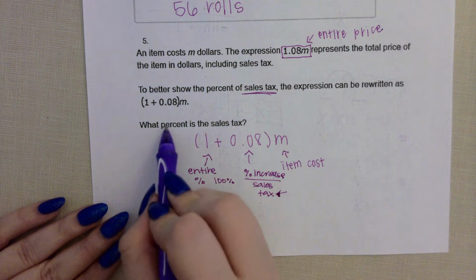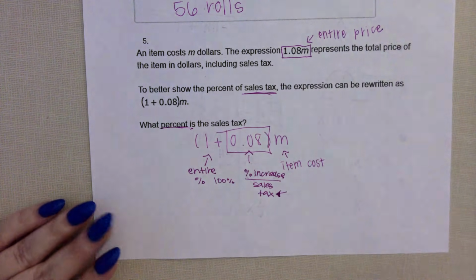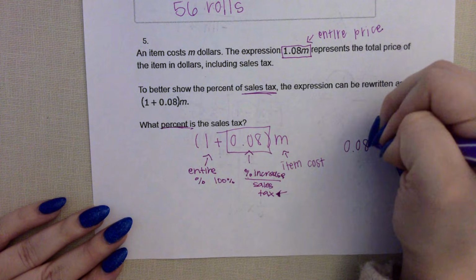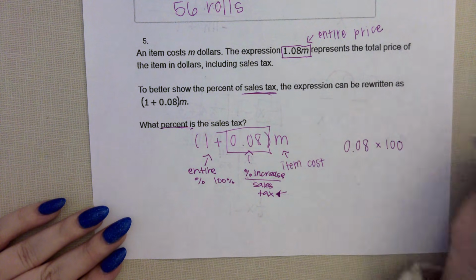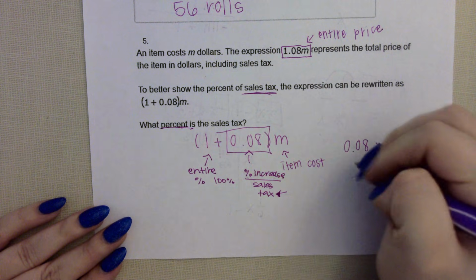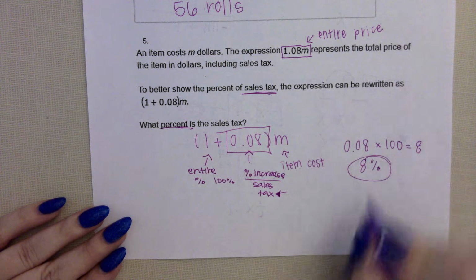Then it's asking what percent is the sales tax. Well, I just figured out the sales tax as a decimal is 0.08. And to get that into percent form, I need to multiply by 100, which gives me, I'm going to write it down there, a total sales tax of 8%.